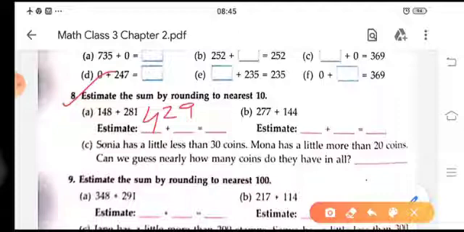So how do we do the rounding to the nearest 10? We remove the 9 over here and we write 0, and then we add 10. So what does it become? What should we write here?